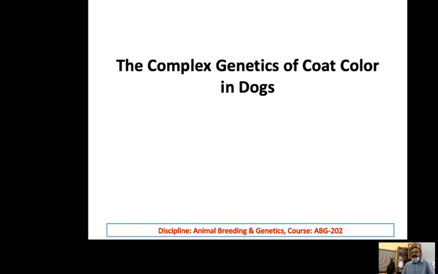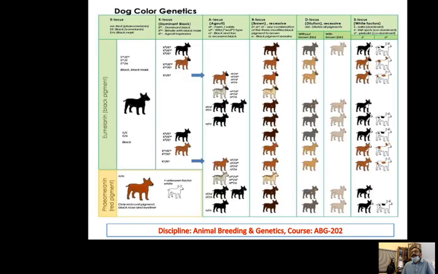The genetic complex nature of coat color in dogs is another classical example of deviation from the Mendelian laws. You can see here there are the E locus, K locus, A locus, B locus, D, and S locus. These six loci affect the color pattern in dogs. So it's not two, rather six, and their interaction is going to determine the color in dogs.